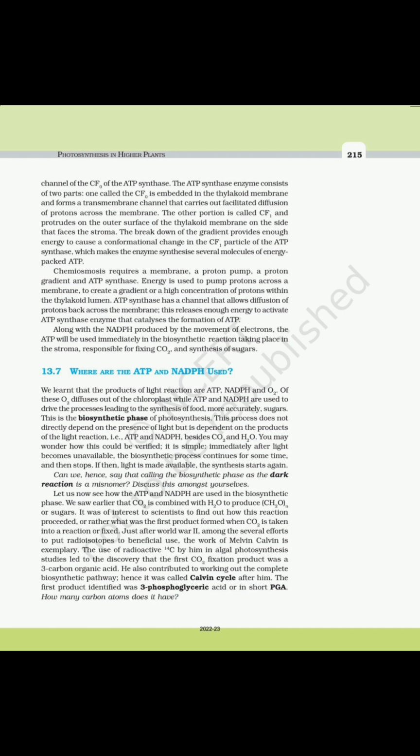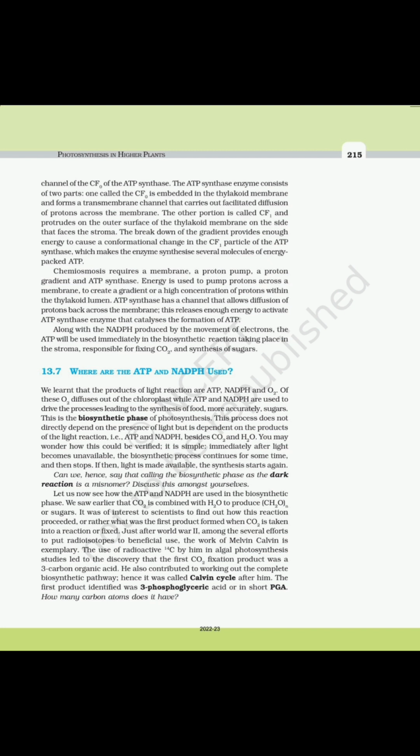Just after World War II, among the several efforts to put radioisotopes to beneficial use, the work of Melvin Calvin is exemplary. The use of radioactive 14C by him in algal photosynthesis studies led to the discovery that the first CO2 fixation product was a 3-carbon organic acid. He also contributed to working out the complete biosynthetic pathway, hence it was called the Calvin cycle after him. The first product identified was 3-phosphoglyceric acid, or in short PGA.